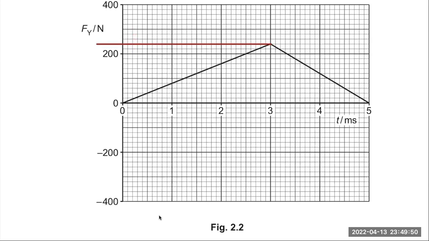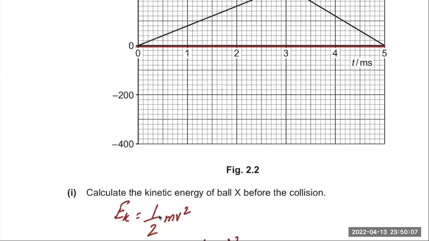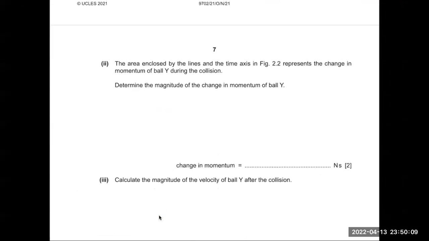This is 240. Each small box represents an increment of 20. So this is 240. That's the height. And the base is 5. This entire thing is the base of the triangle. So half into base, which is 5.